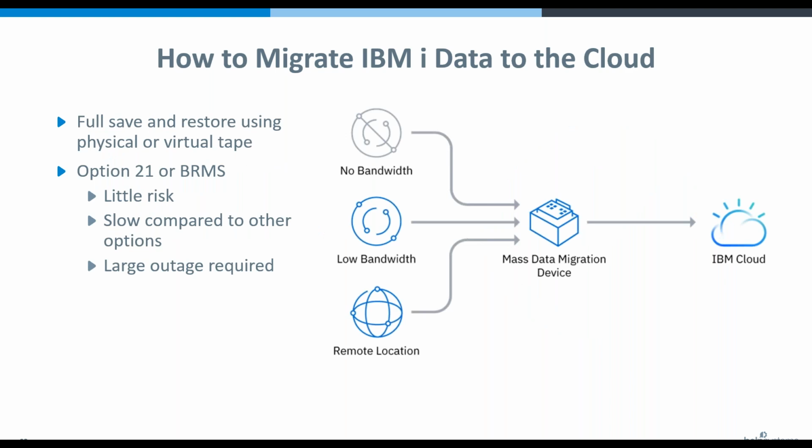IBM has a technology called Mass Data Migration that allows you to do basically a full save and movement of that device, which is really, think of it as a storage unit that allows you to move the data that way. But there is that period of time, it's a point-in-time backup, and then you move your data up. So you're going to have some downtime while you're waiting for the data to get to the cloud.